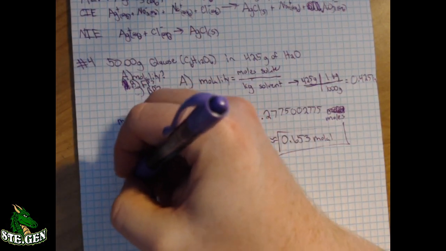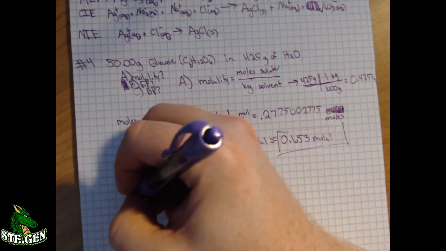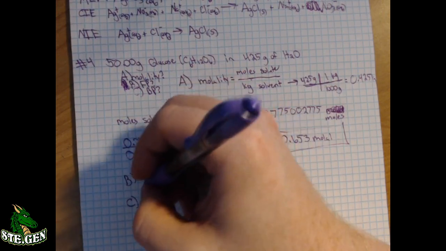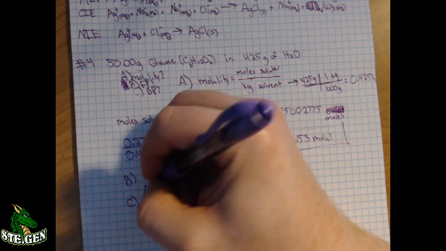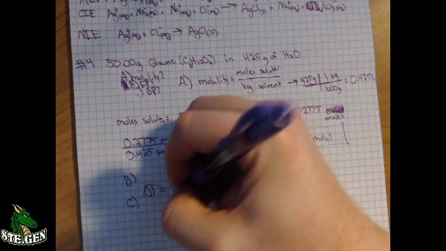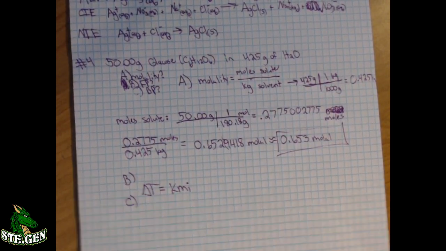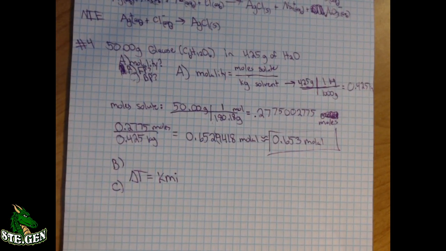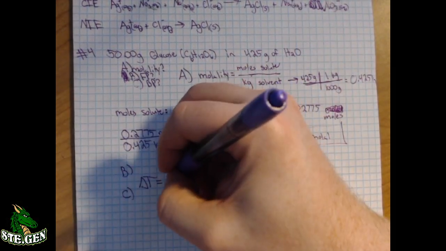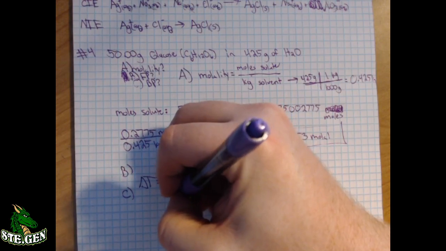Okay, so for part B and for part C, we can actually do both of these at the same time. The general formula is change in temperature equals K m i. Or, as I like to say, because it kind of rhymes, delta T equals K m i. Now, K is different depending on what you're looking at.